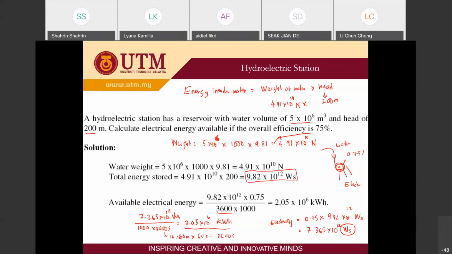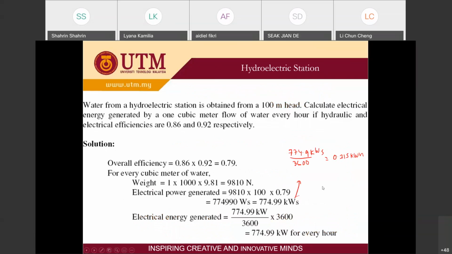And I hope it is clear. It's actually very simple and straightforward. The first step is to calculate the weight, and then the energy, and then you have this answer. And then you convert into kilowatt hour. Okay, so let's look at the second example.